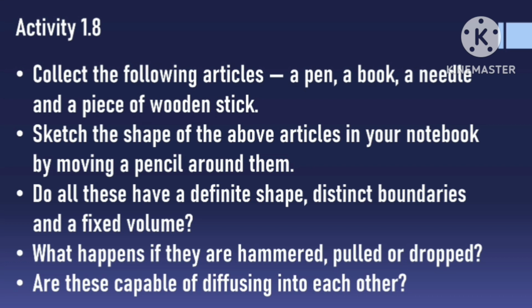Collect the following articles: a pen, a book, a needle, a piece of wooden stick. Sketch the shape of above articles in your notebook by moving a pencil around them. Do all these have a definite shape, distinct boundaries, and a fixed volume? What happens if they are hammered, pulled, or dropped? Are these capable of diffusing into each other?